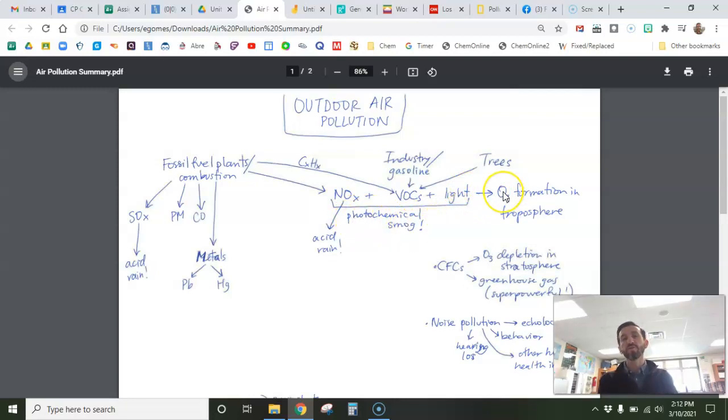The formation of ozone in the troposphere, which is the sphere of the atmosphere that we live in, where we breathe and live. Ozone down here, ground level ozone, or ozone in the troposphere, is bad for us. It irritates lungs and mucous membranes. It can burn leaves slowly and decrease photosynthesis, and can cause damage to tires.